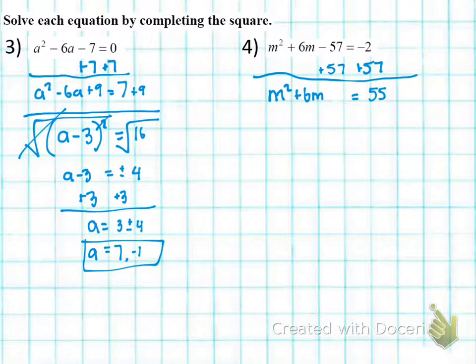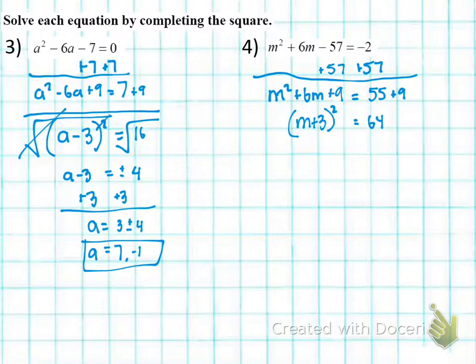Okay, what is the c term we're going to add to both sides? 9, right? Half of 6 is 3. 3 squared is 9. Adding 9 to both sides. What's 55 plus 9? Good. What's the factored form of the left side now? M plus 3. Good. And that's squared, right? Okay.